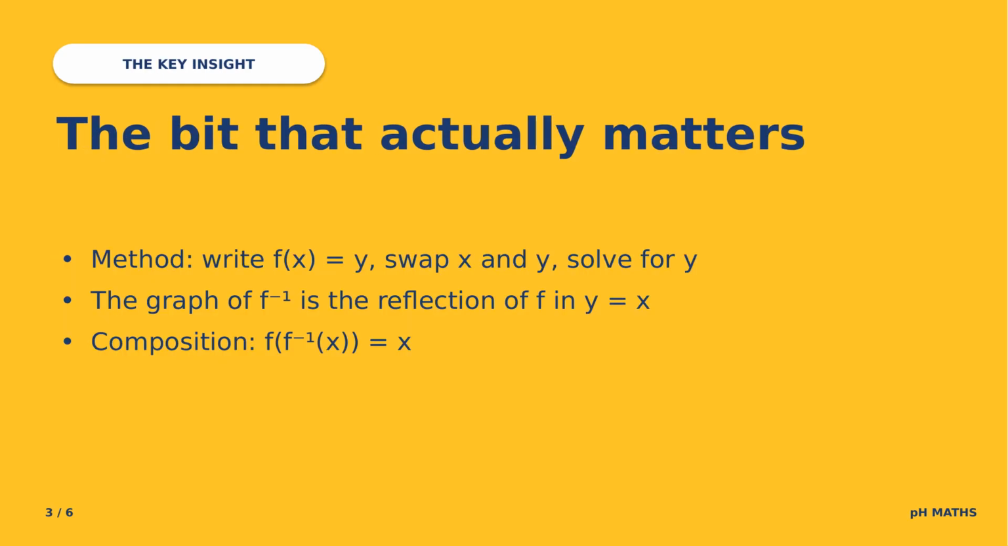Method. Write the function as y equals f of x, and then swap x and y. Then solve for y. That new y is your inverse. So if f of x equals 3x plus 5, write y equals 3x plus 5. Then swap: x equals 3y plus 5. Solve for y. So y equals (x minus 5) all over 3, and that's the inverse.